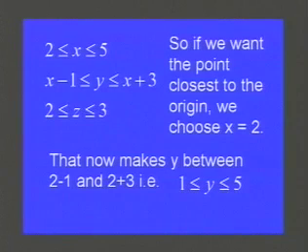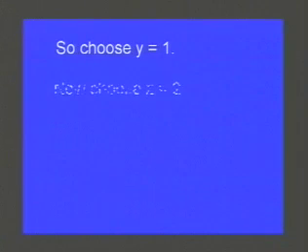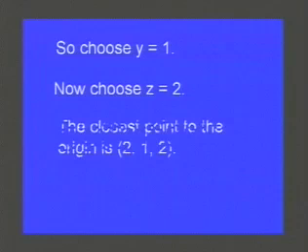Okay, now specifically what I did was I took my 2, I plugged it in for x, so I got 2 minus 1 and 2 plus 3, so y was between 1 and 5. Now y is going to vary, though, if I had chosen a different x. So each time you choose a different x, you do need to redefine your y region. Okay, so I would want to choose whatever's closest between 1 and 5 to the origin. So I'd choose 1, of course. Next, choose z equal to 2. The closest point to the origin is 2, 1, 2.